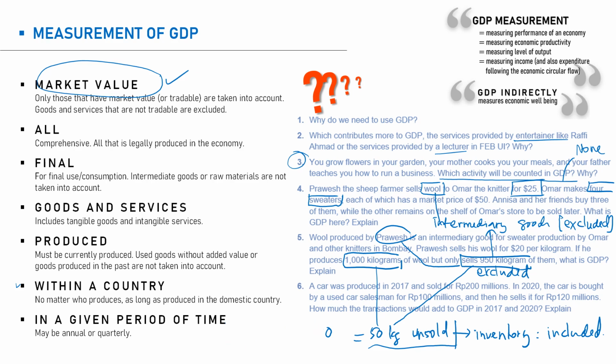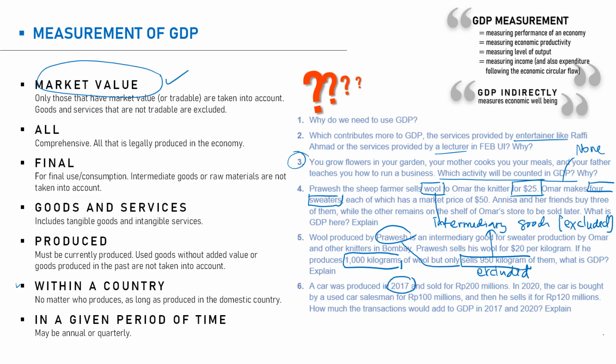And lastly, from this page, there is a case when a car was produced and then bought again as a used car in a different year. Okay, for sure, when it was produced in 2017 and sold for 200 million, these 200 million will be recorded in GDP 2017. In 2020, of course, the sale of the car as a used car, this 100 million rupiah will not be recorded because the production was already made in the past.